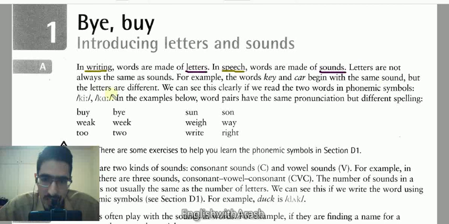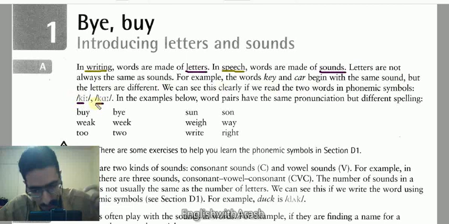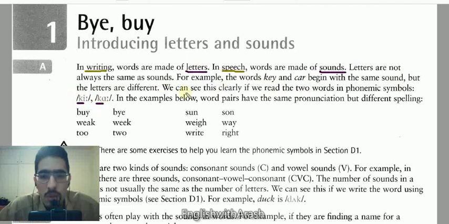Letters are not always the same as sounds. For example, the words key and car begin with the same sound. When you pronounce them, you say key and you say car. Both of them have the sound k, right? But when you look at the spelling, the first one starts with a K and the second one starts with a C. So you see, it's not what you see, it is what you hear. That's pronunciation. That's the speech that you have to be careful about.